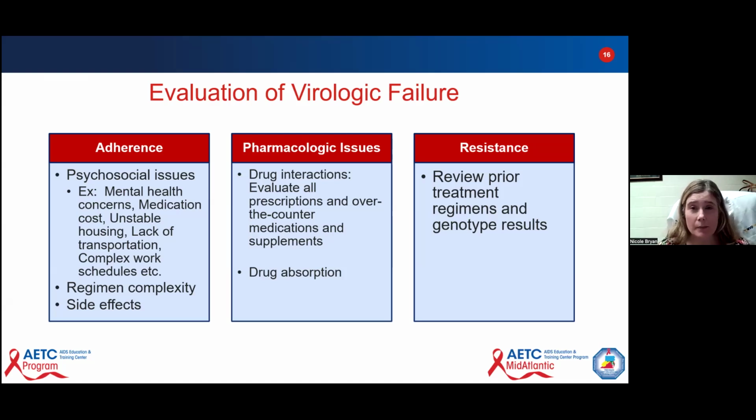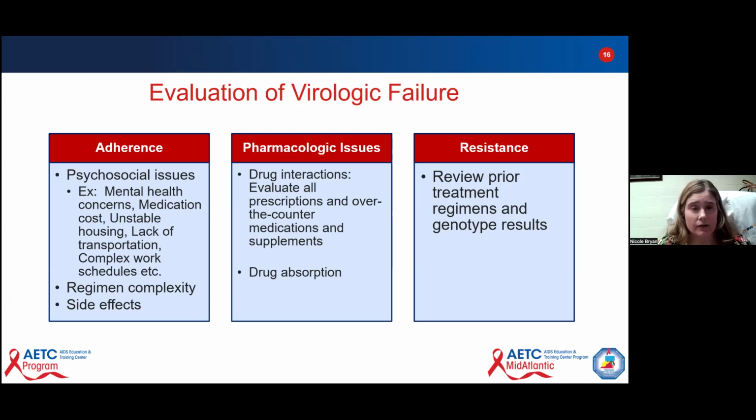Or do they have really complex work schedules? A lot of people might work day shift one week and night shift another week. So it's really hard to take their medication at the same time every day and navigate that changing work schedule. Is the regimen really complex? How many pills are they taking? How many times a day do they need to take them? The harder you make it for them to take it, the harder it is for them to remember.